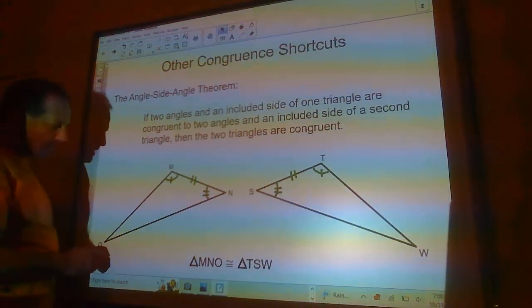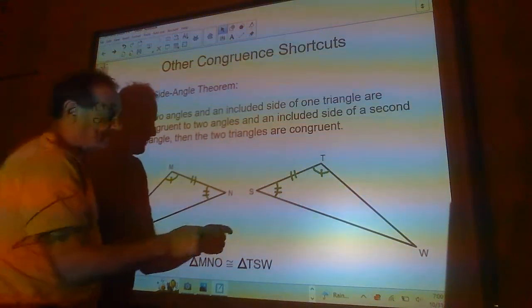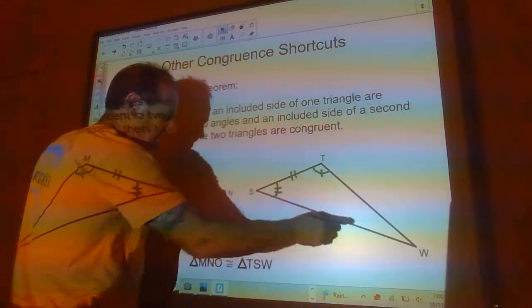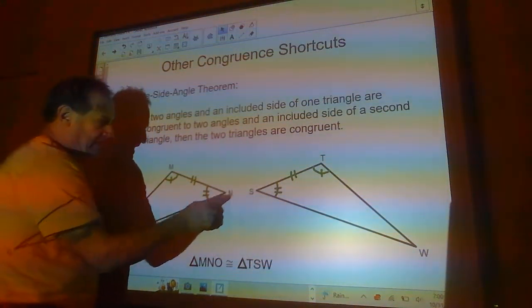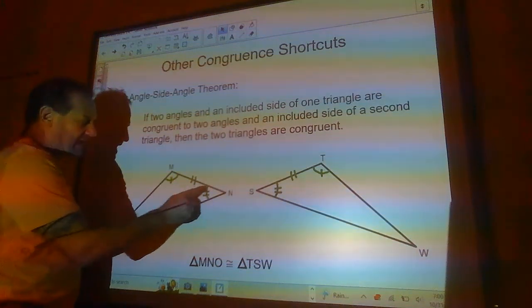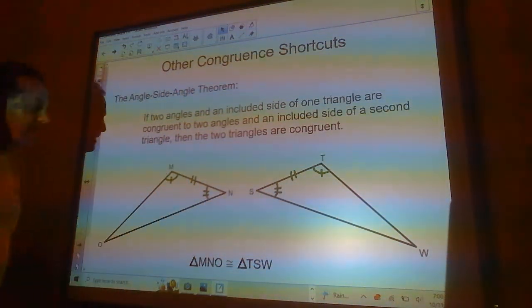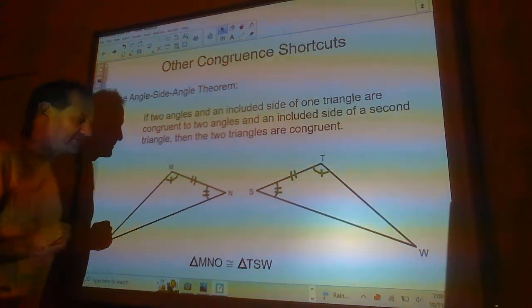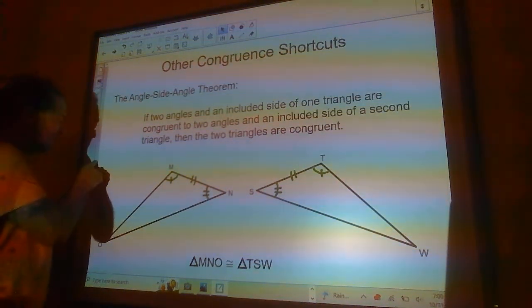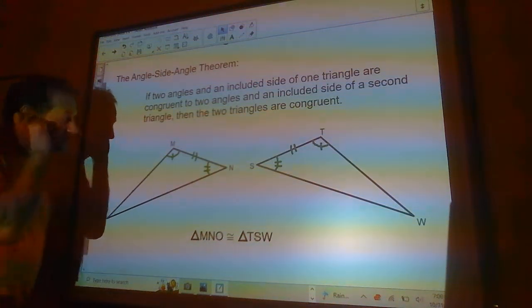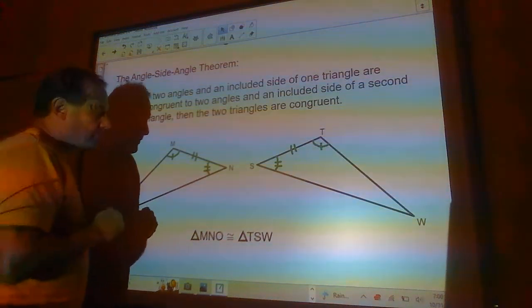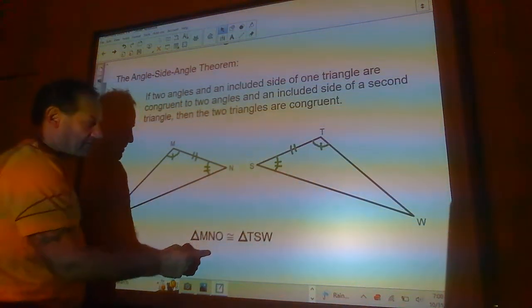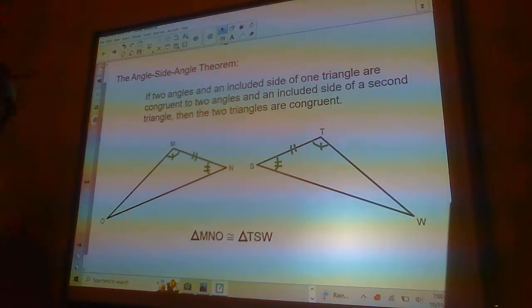I've got triangle MNO and I've got triangle TSW. I've got angle M equal to angle T, angle N equal to angle S, and side MN equal to side ST. So this is an angle side angle situation, and when I get angle side angle, that tells me these two triangles must be congruent to each other. So I can write my congruent statement: triangle MNO is congruent to triangle TSW.